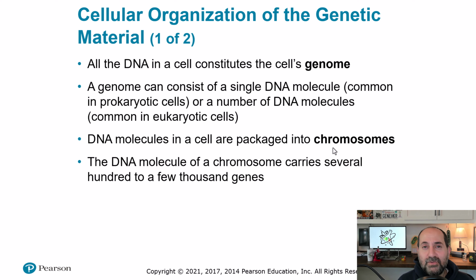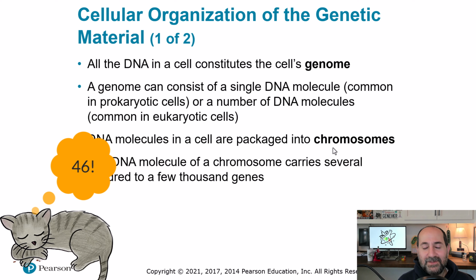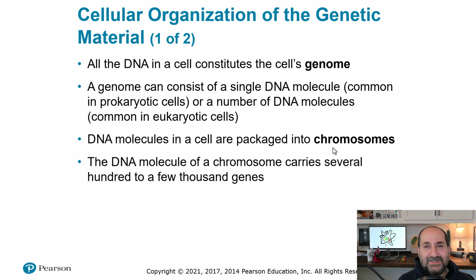So for example, how many chromosomes does a human have? Can you beat Wicket? Right, as always, Wicket. 46 chromosomes. A typical human has 46 chromosomes. And so we have 46 pieces of DNA inside of our nucleus, right?